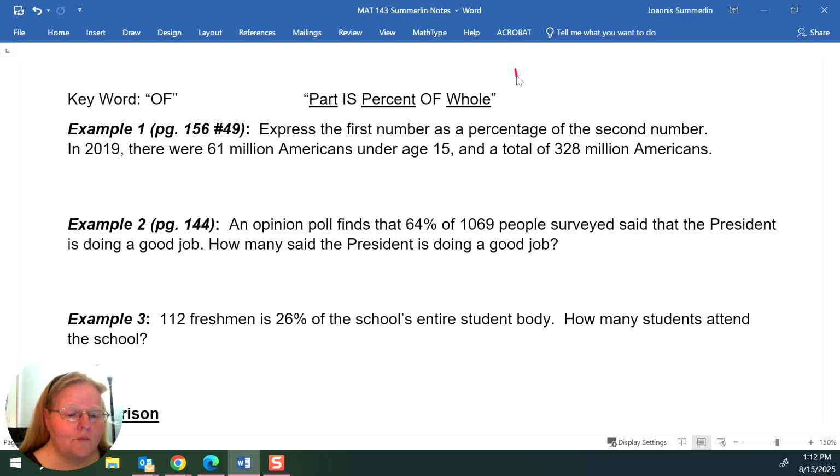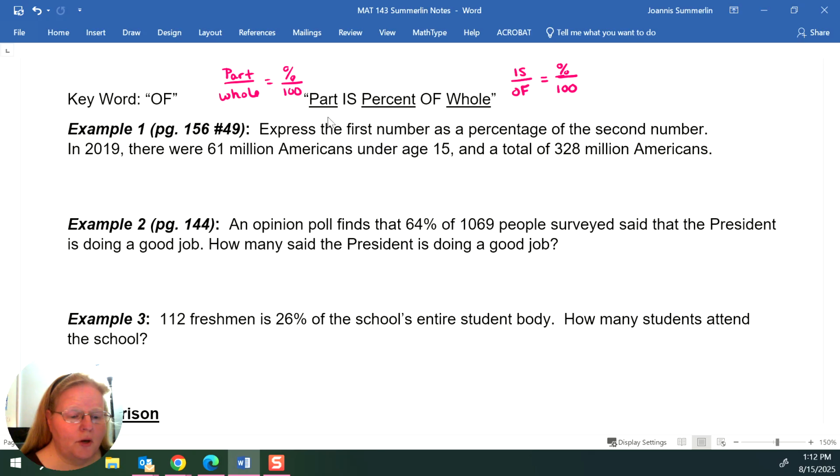Anyway, the magic percent formula is: is over of equals percent over 100. A lot of you, when you were in high school or middle school, learned it as part over whole equals percent over 100. Or you might put the percent over 100 on the left and the part over whole on the right.